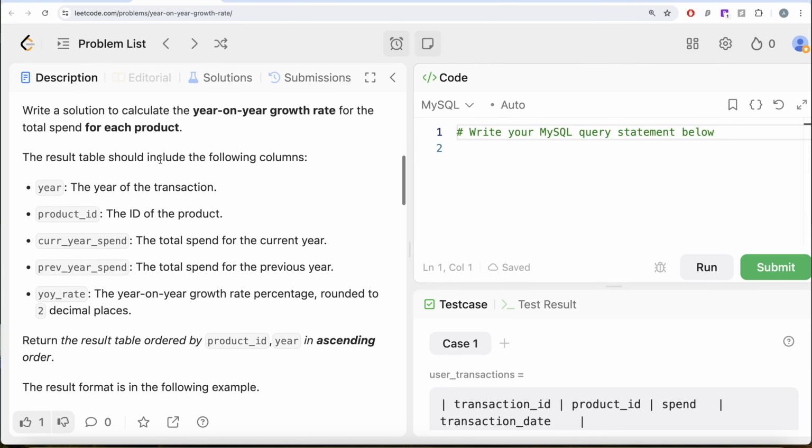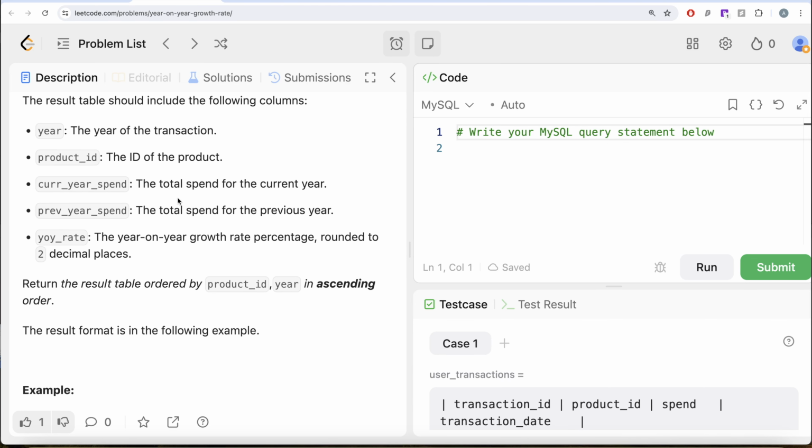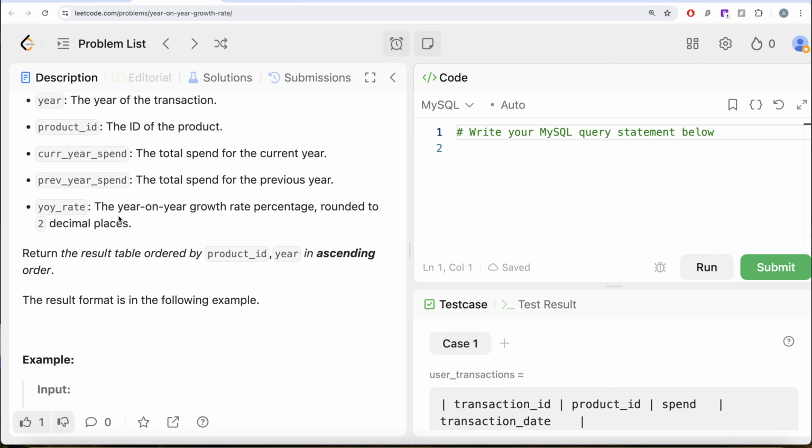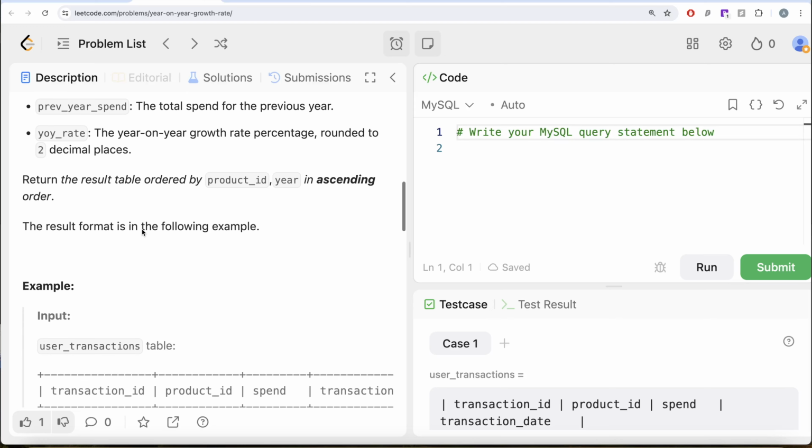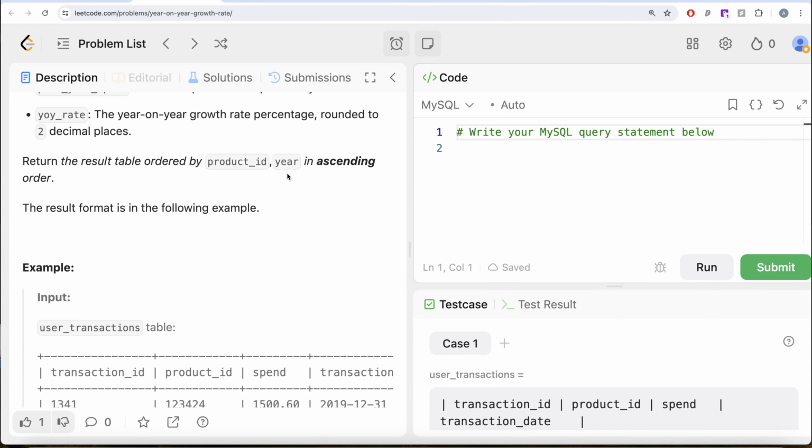The result table should include the following columns: year, that is year of the transaction; product ID, ID of the product; current year spend, the total spend for the current year; previous year spend, the total spend for the previous year; and then year-on-year rate, year-on-year growth rate percentage rounded to two decimal places. Results should be ordered by product ID and year in ascending order.